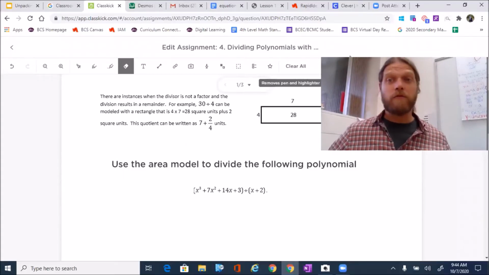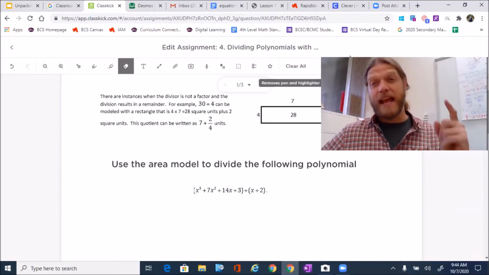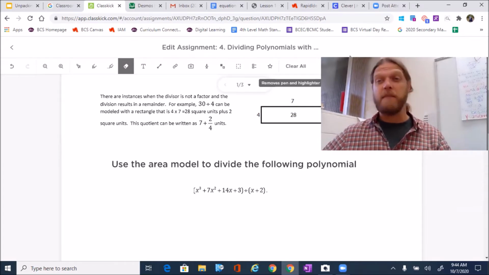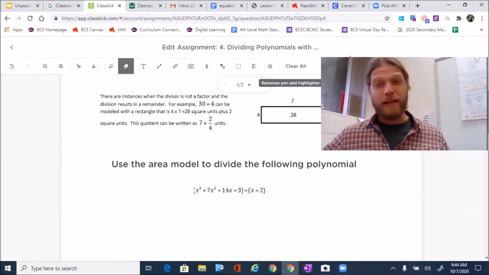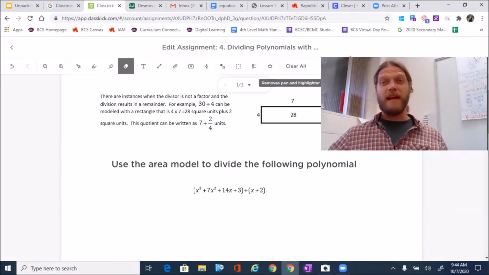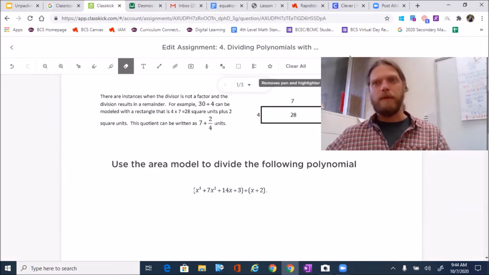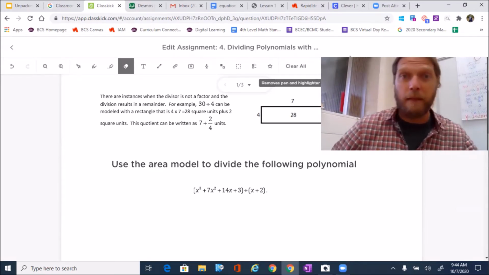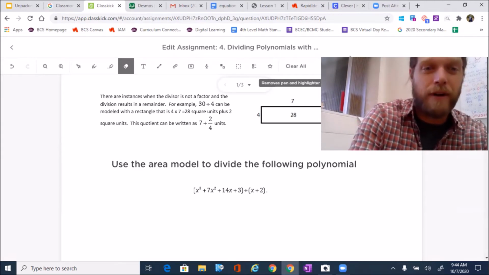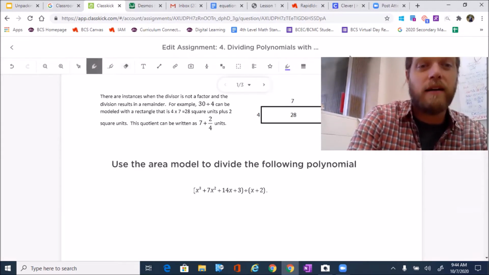Hey guys, we're going to be dividing polynomials and they're going to have remainders this time. It's not too complicated. The only thing we need to do is learn what to do with a remainder. So I'm going to bring us back to, I don't know, third grade or something like that. And I'm going to just look at the problem of what is 30 divided by 4.